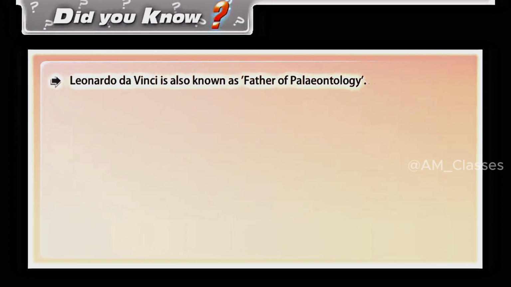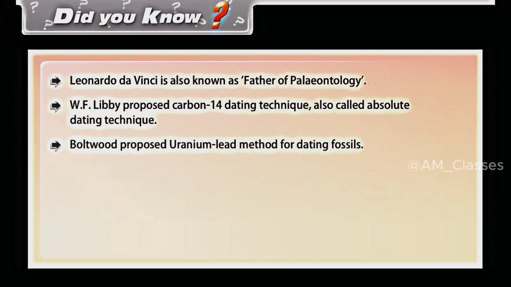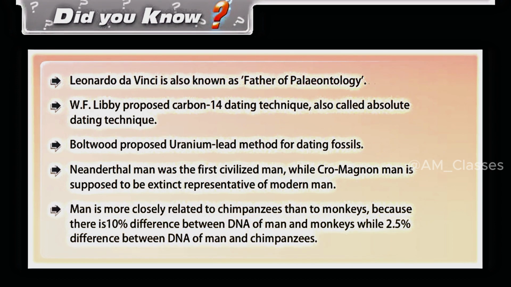Leonardo da Vinci is also known as the father of paleontology. W. F. Libby proposed the carbon-14 dating technique, also called the absolute dating technique. Boltwood proposed the uranium-lead method for dating fossils. Neanderthal man was the first civilized man, while Cro-Magnon man is supposed to be an extinct representative of modern man. Man is more closely related to chimpanzees than to monkeys because there is a 10% difference between the DNA of man and monkeys, while there is a 2.5% difference between the DNA of man and chimpanzees.